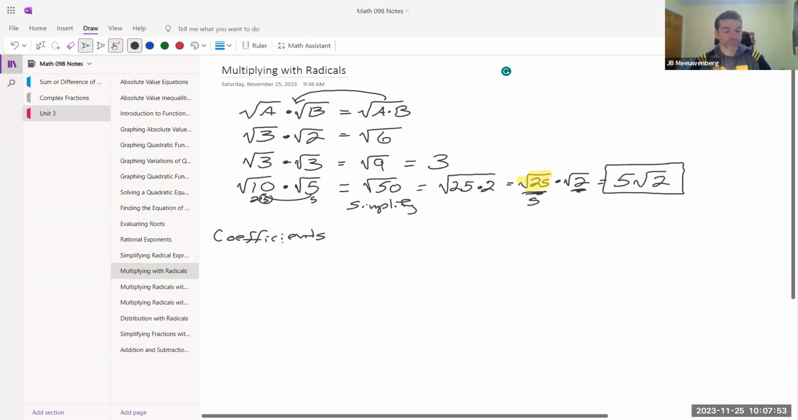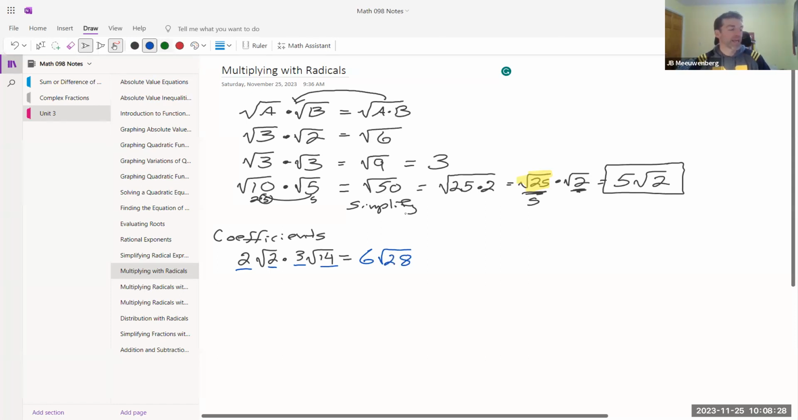Now, sometimes we have coefficients out front. You might see something like this: 2 radical 2 times 3 radical 14. Now I always like to have you pause and take a guess. Guess what might happen here. What do you think you might do? Make a prediction. So we take the coefficients here and here, and we multiply them, and that is 6. Then we do the same thing with the radicands: 2 times 14 is 28.